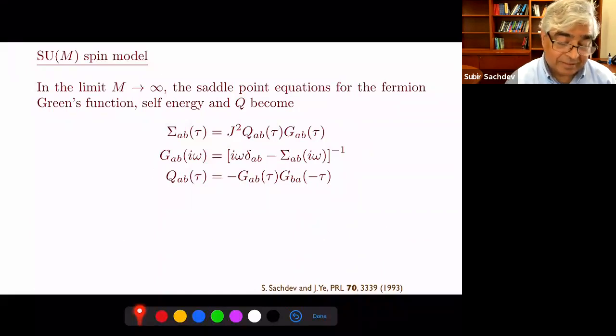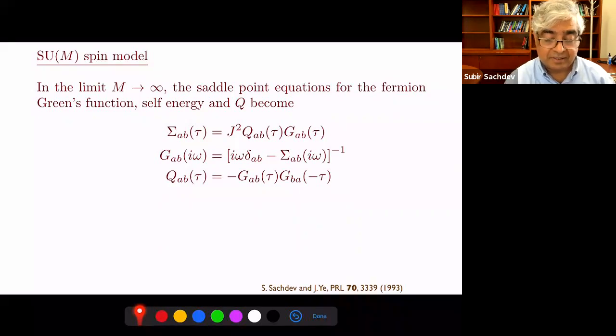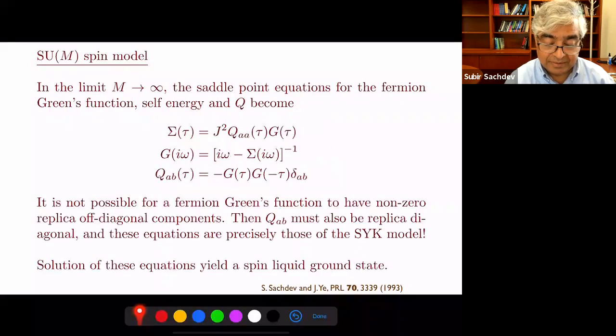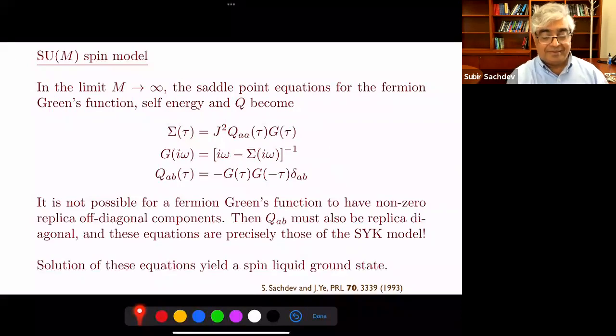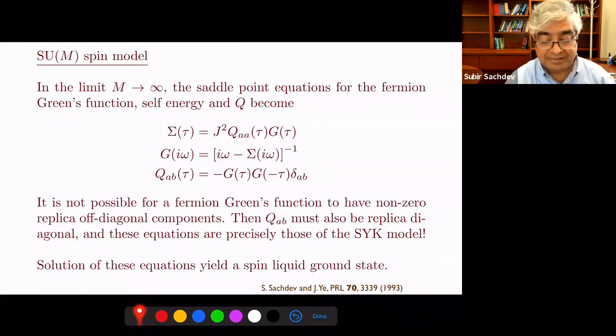And the reason is simply that a fermion cannot condense. So a single point function of the fermion has to just vanish in every state. And therefore, this G can only be replica diagonal. And so then everything simplifies. These are exactly the SYK equations obtained in this double scaling limit of N goes to infinity followed by M goes to infinity.